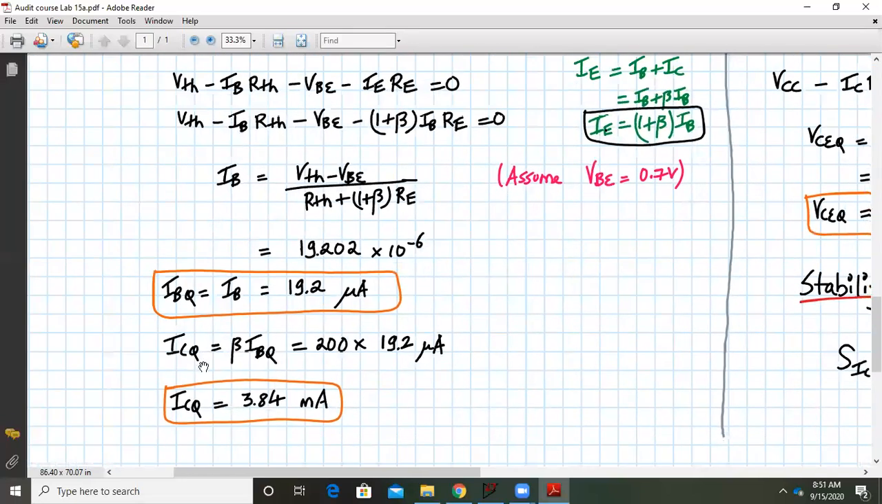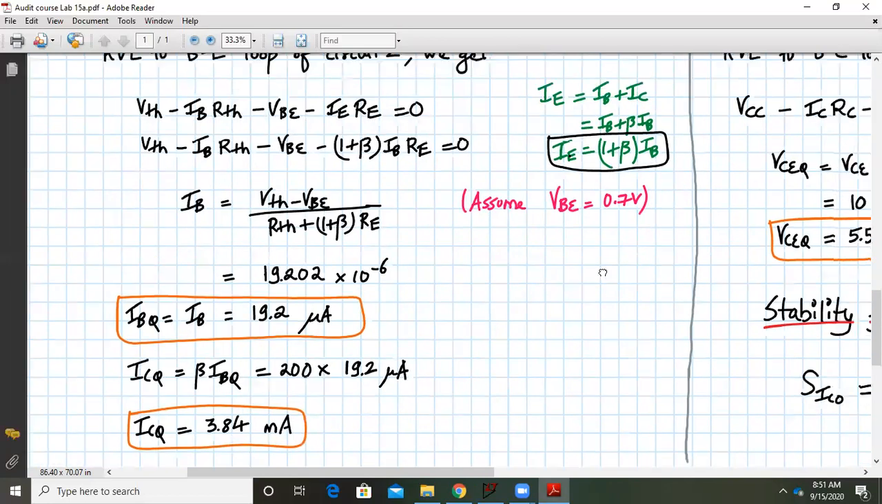Now we know that ICQ is beta times IBQ. So just multiply this number by 200. You will get ICQ as 3.84 milliamperes. Okay, so very good. We have got the value of collector current.